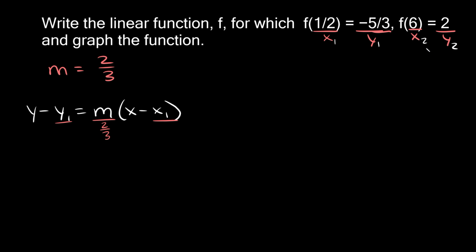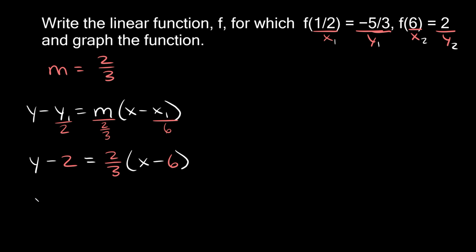And in this case, we're going to want to use the other one, because I don't want to mess with all these fractions again. So let's not plug those in. Let's use these nice clean numbers that we have right here. So our x coordinate is 6 and our y coordinate is 2. So we're going to plug in a 6 and a 2. Okay, so then here we're going to get y minus 2 is equal to 2/3 times x minus 6.